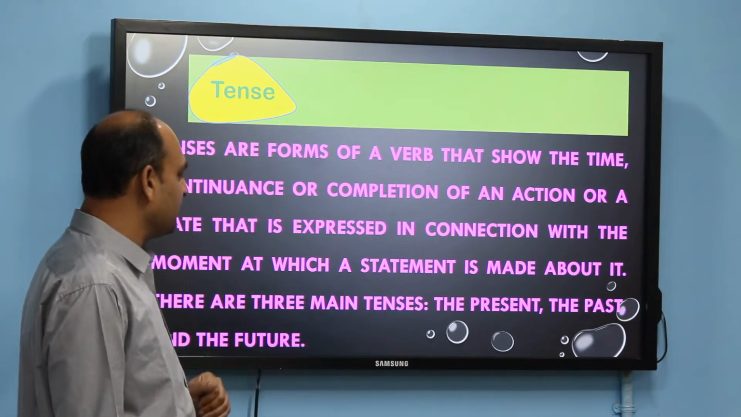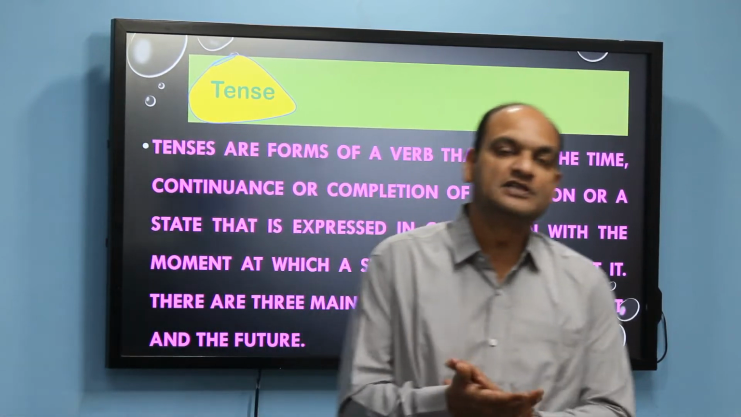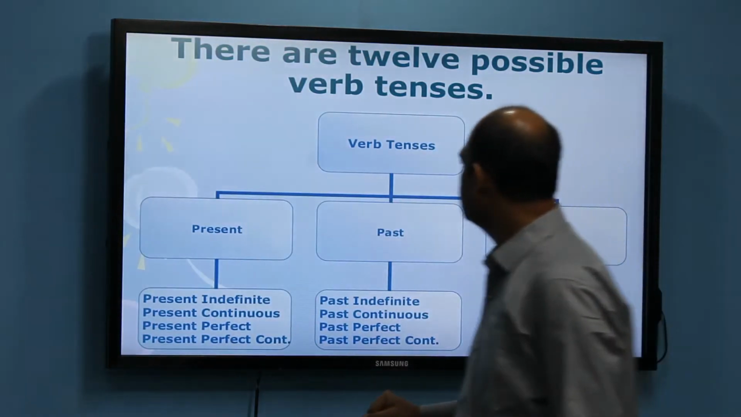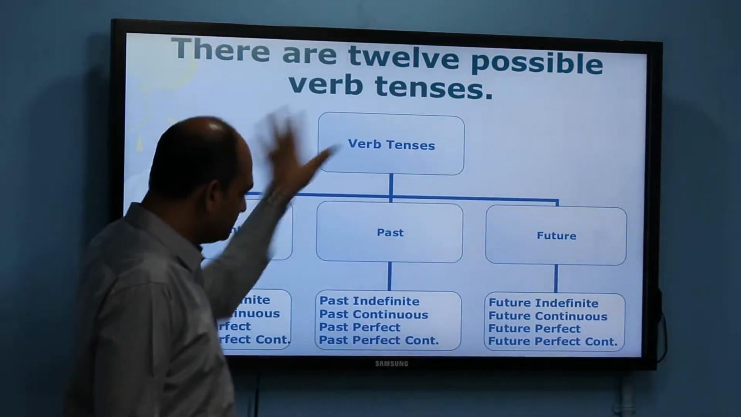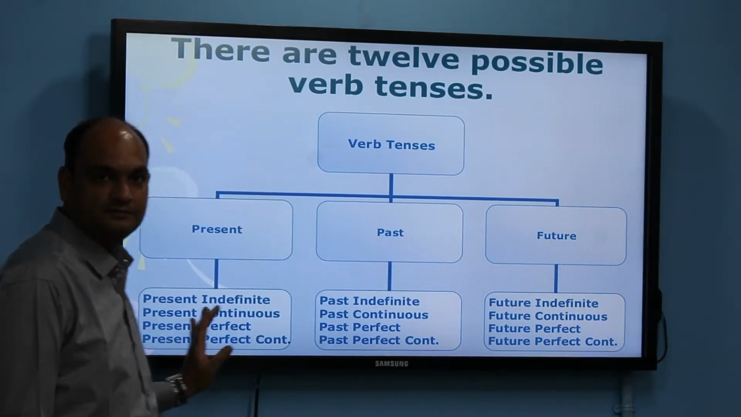There are three main tenses: the present, the past and the future, but here we'll see only the present tenses. It's possible to cover all, but here we'll just go with the first one.